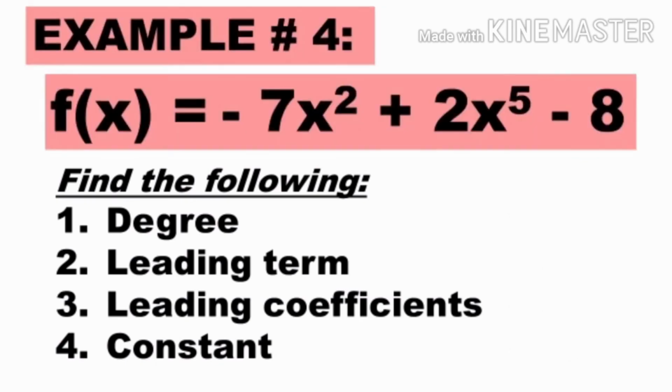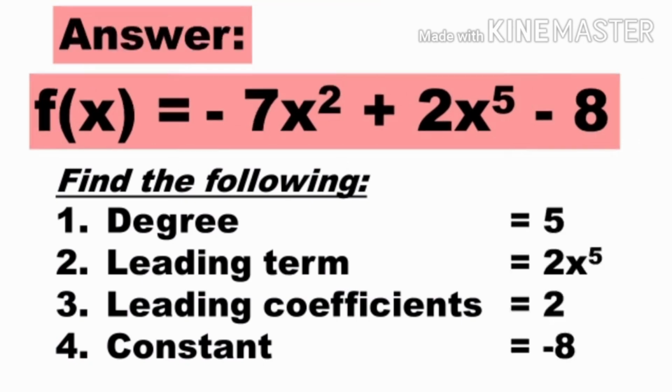Okay, example number 4. F of x equals negative 7x squared plus 2x raised to 5 minus 8. Again, hindi siya nakaayos sa standard form. To find the degree, pipiliin lang natin kung alin dyan sa mga terms na yan ang may pinakamataas na exponent. And that is, pinakamataas na exponent ay 5. So, therefore, ang degree is 5.